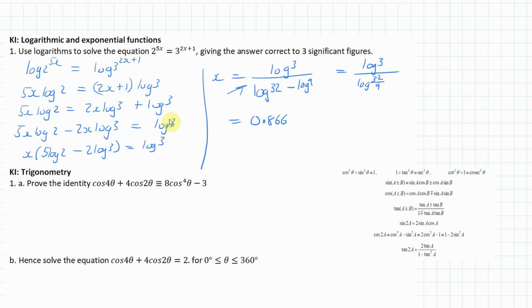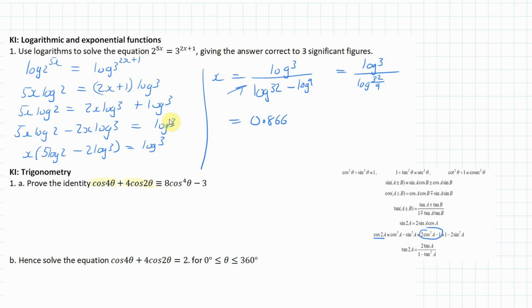The next one is a trigonometry question. And we've got to prove this identity. Cosine 4 theta plus 4 cosine 2 theta is equal to 8 cosine to the power of 4 theta. Okay, so, well, we're going to use a double angle rule for cosine. So this is it here. But you see that we're getting these cosines at the end. So I think we want to use this version of it, because that doesn't have any sines in it.